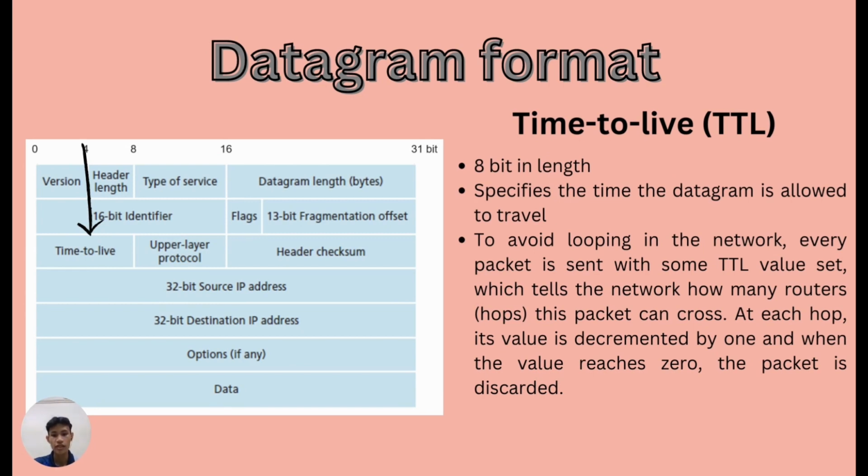Moving on to the next field, which is time to live (TTL). Its size is 8 bits in length. It specifies the time the datagram is allowed to travel. To avoid looping in the network, every packet is sent with some TTL value set, which tells the network how many router hops this packet can cross. At each hop, its value is decremented by 1, and when the value reaches 0, the packet is discarded.